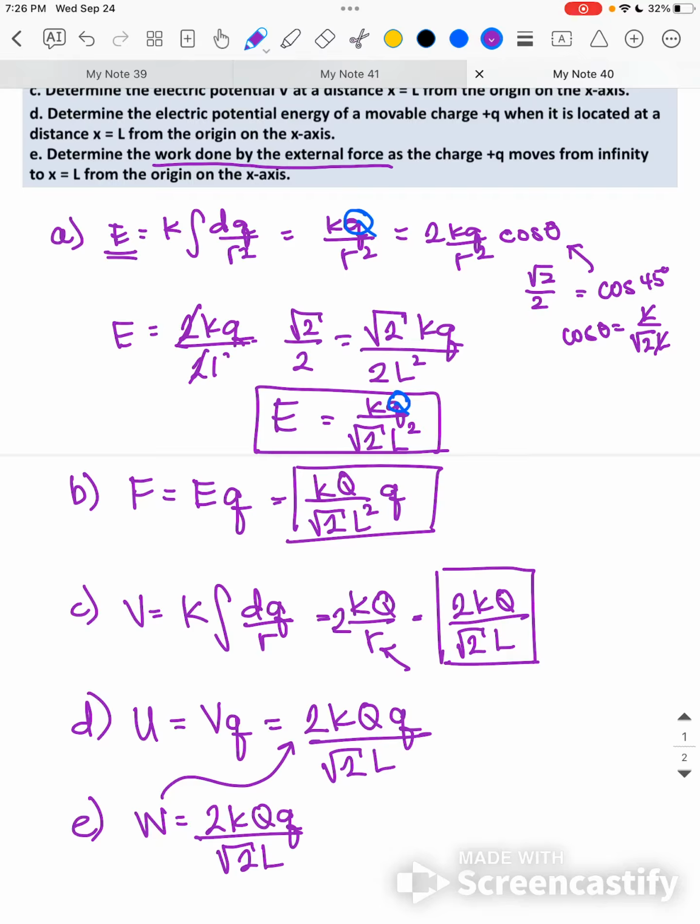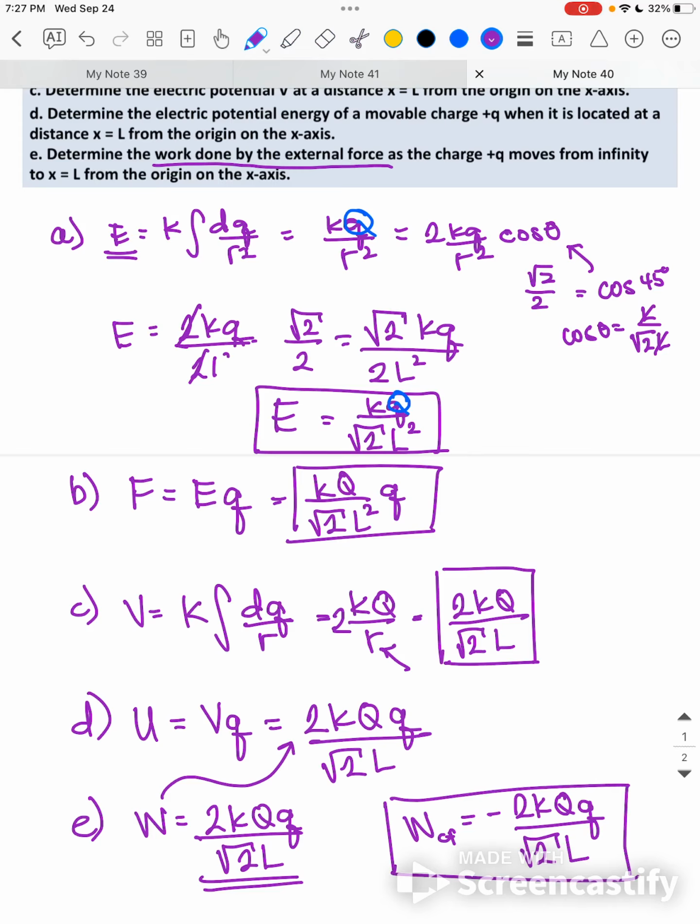Now, this question isn't on this problem, but if I asked you for the work done by the conservative force, that's the work done by the electric field and the electrostatic force, that would give me the same magnitude as the external work done, except it's going to be negative. And that's because the electric field is trying to push that positive charge away, but that positive charge is moving in the opposite direction than the electric field wants it to, so it is considered negative work.